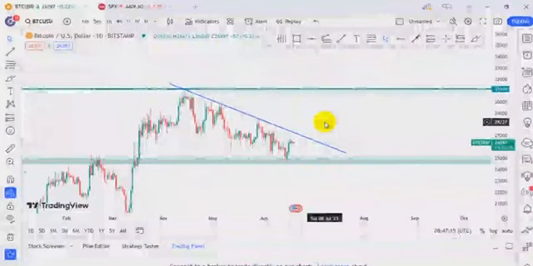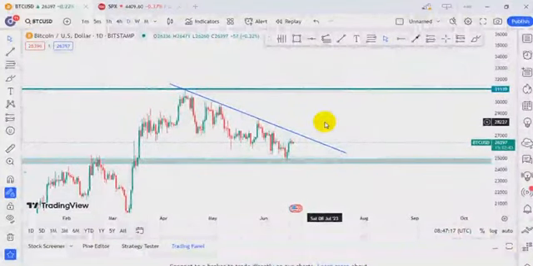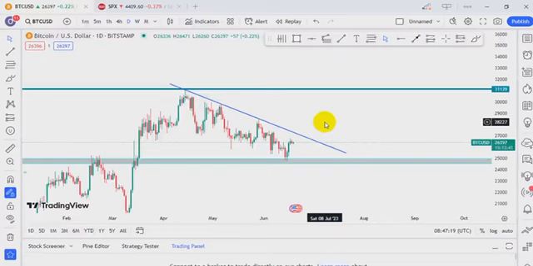Alright guys, in this video we'll be talking about some instruments on the currency market. As promised in our last video, today I have a couple of instruments I'll be looking at, in the crypto, the stock market and the currency market.